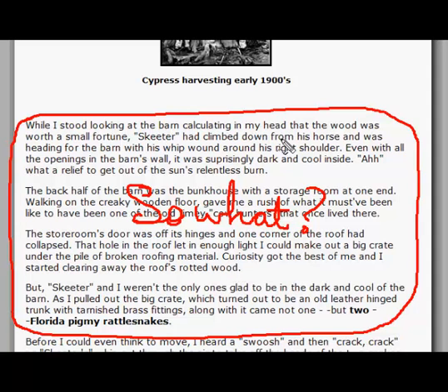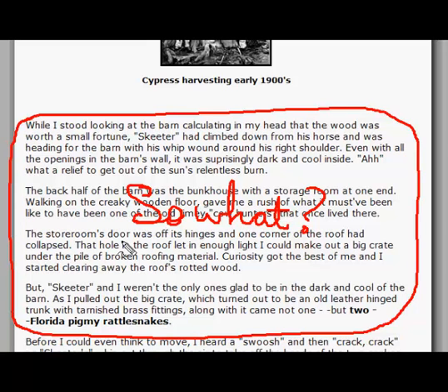While I stood looking at the barn, calculating in my head the worth of the wood. The back half of the barn was a bunkhouse, a storage room. All this detail about the barn, what does it do? It doesn't really add much to the story, I find. But Skeeter and so forth, because what we're interested in is the find. We're interested in the trunk.